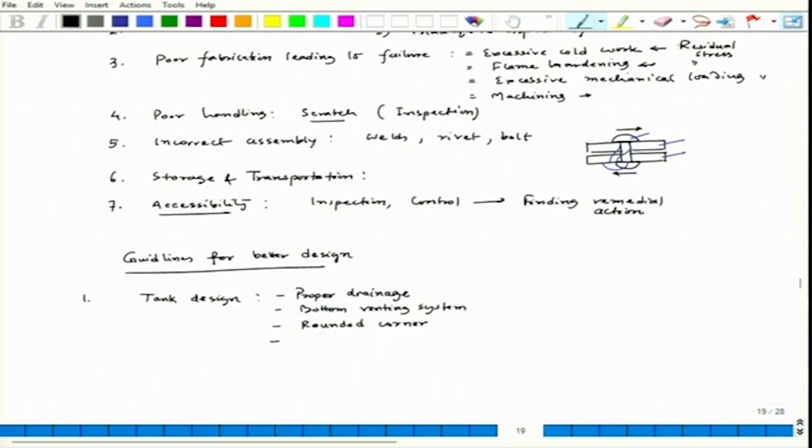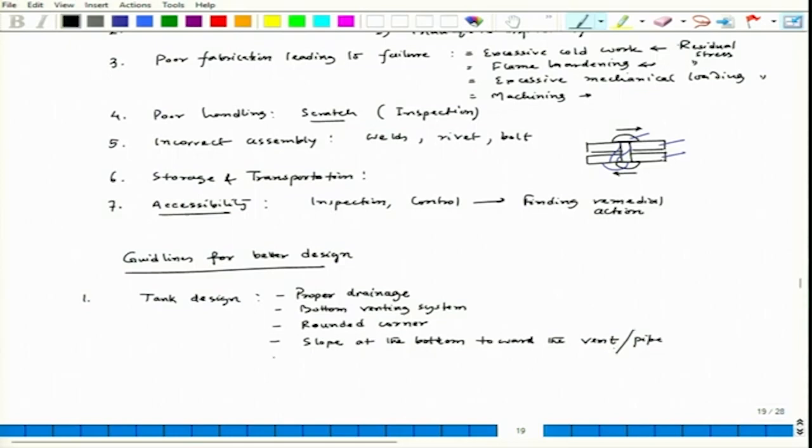Why rounded corner? It actually avoids crevice. So, wherever you see crevice, you just try to make it rounded. Then there should be slope at the bottom towards the vent or pipe.